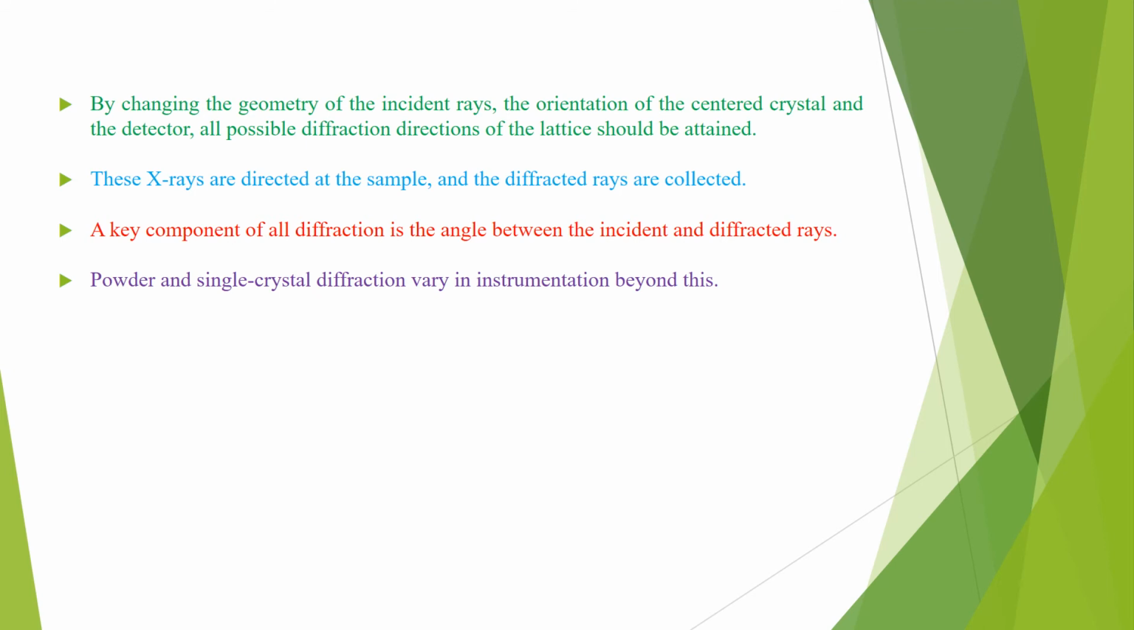By changing the geometry of the incident rays, the orientation of the crystal and the detector, all possible diffraction directions on the lattice should be attained. These X-rays are directed to the sample and the diffracted rays are collected. A key component of all diffraction is the angle between the incident and the diffracted rays. Powder and single crystal diffraction vary in instrumentation beyond this.